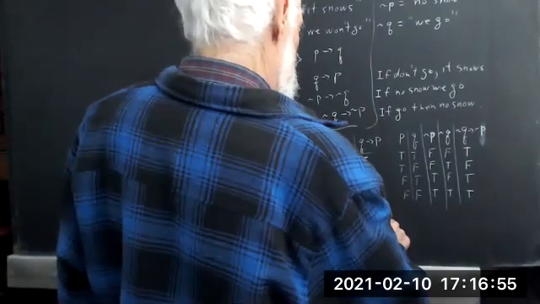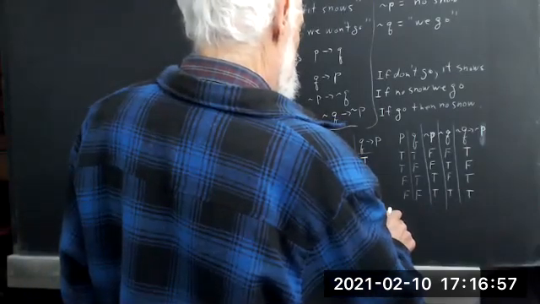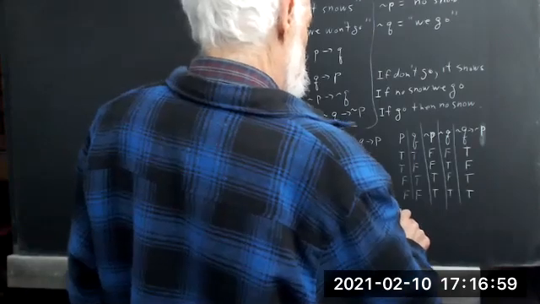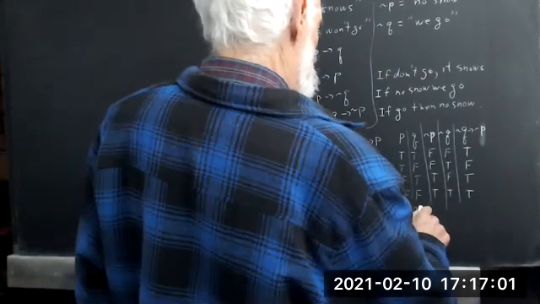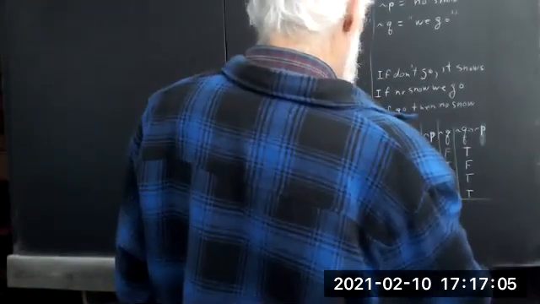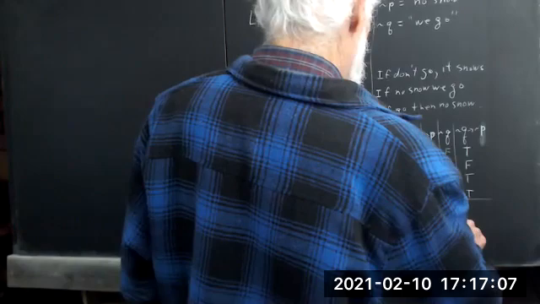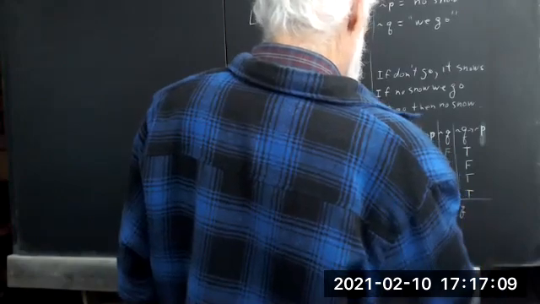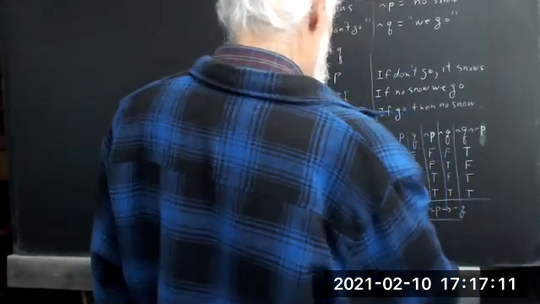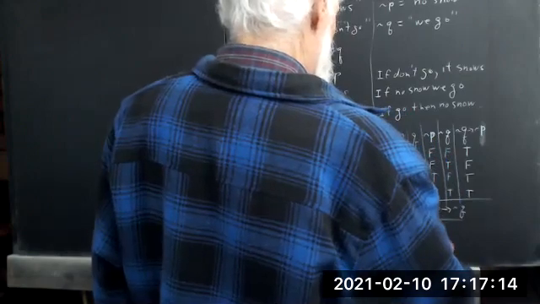Okay, so we're going to have P, Q, not P, not Q, and then if not P, then not Q. You have to write things just a little smaller.